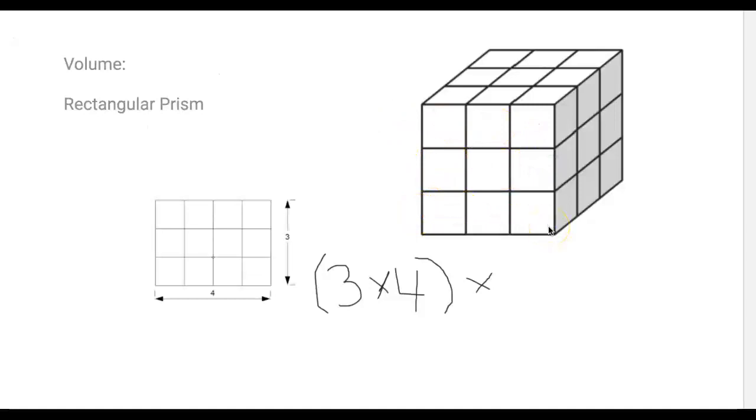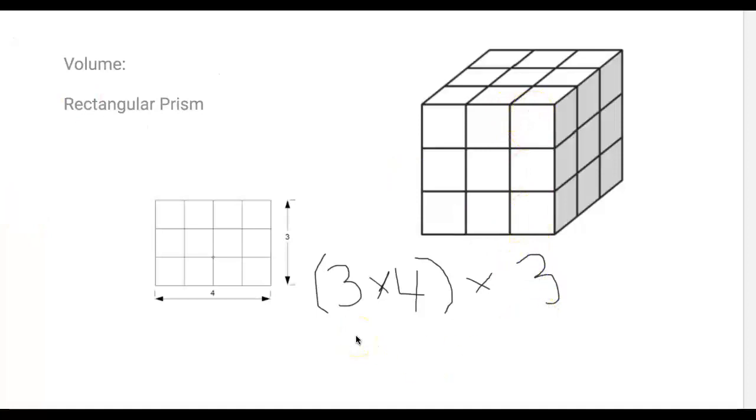Or another way you could think about it is, just like a person's height is the distance from the soles of their feet to the top of their head, we can think of the height of a rectangular prism as the distance between its base layer and the face, or the layer that's at the top of the rectangular prism. In this case, there are 3 layers, so the height is equal to 3.